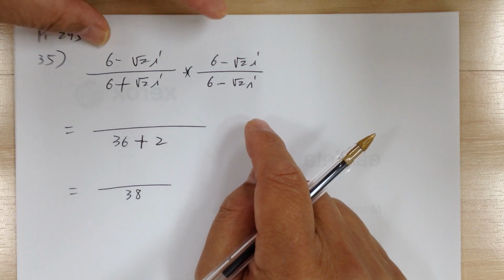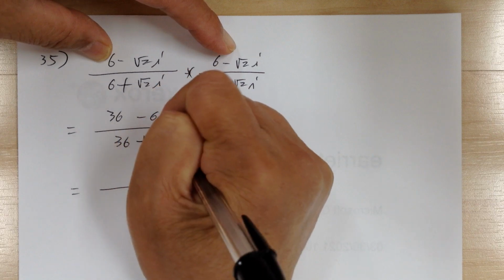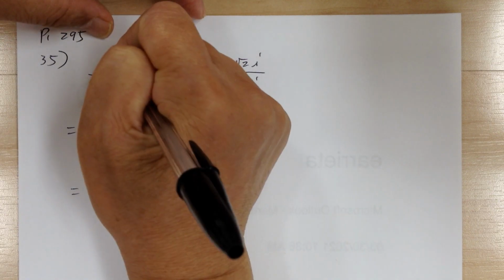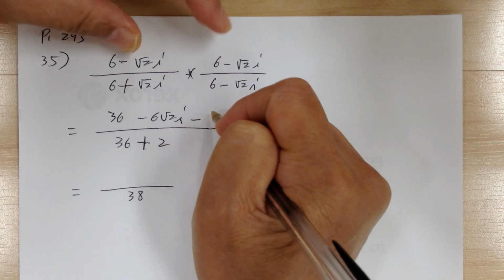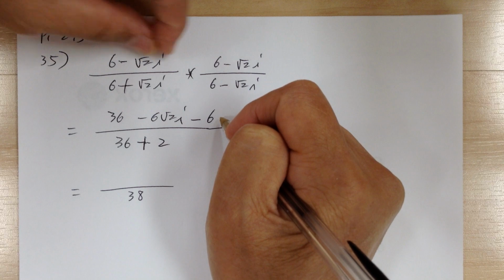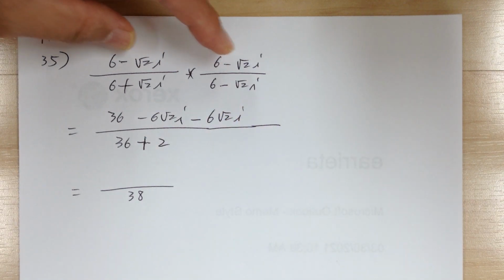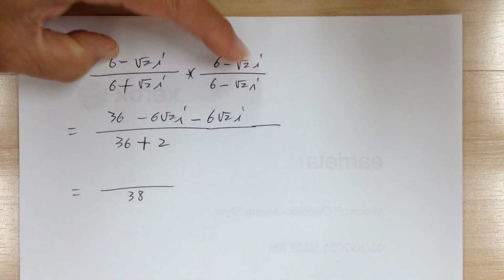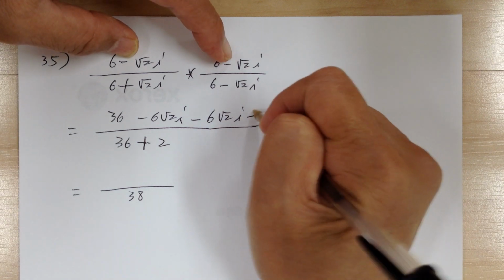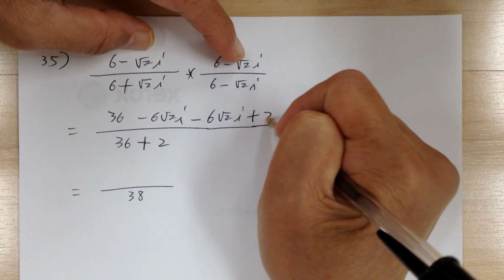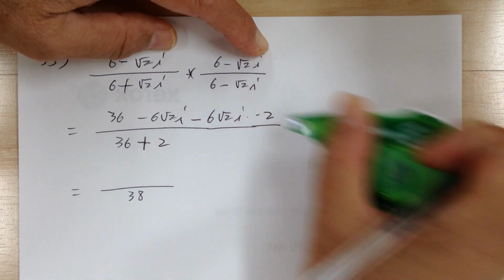So use your FOIL method. So this times that will give me 36. This times that will give me minus 6 square root of 2i. So I'm done with this one, so I'm going to the next one. So this multiply, I get negative. Again, sign, number, and whatever after that, square root of 2 or the i. Now for this one over here, negative times negative will become plus. Square root of 2 times square root of 2 is 2. I times I is negative 1. So negative 1 times 2 will give me negative 2.